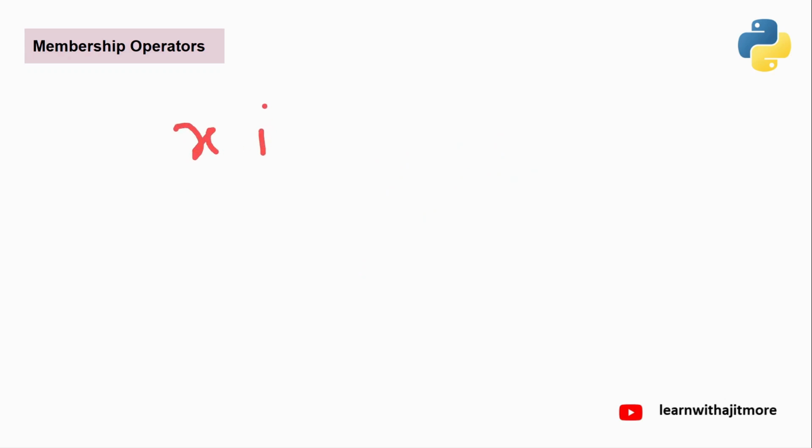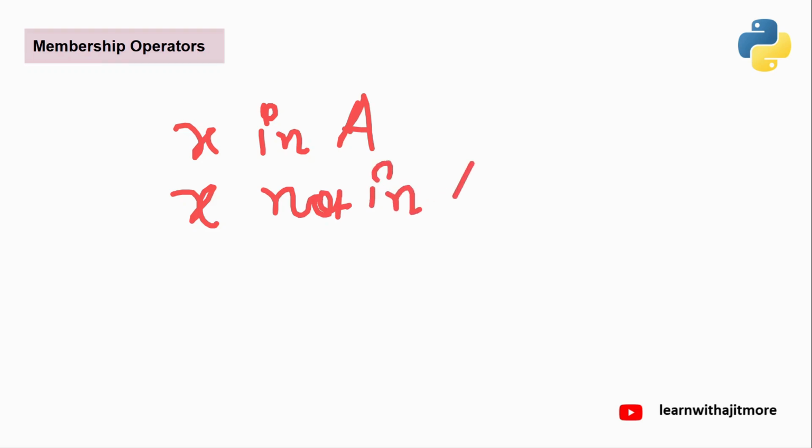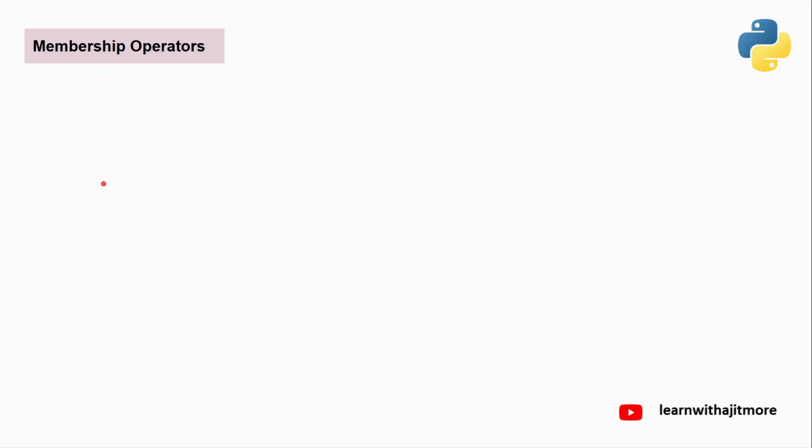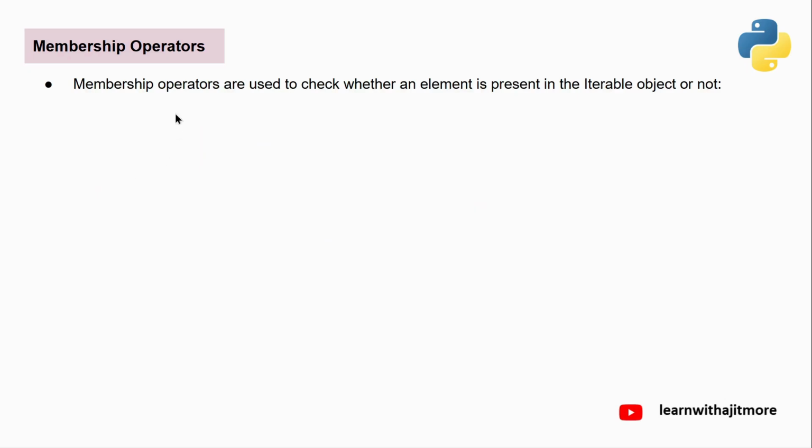X in A, where A is the iterable. And if you want to check the opposite, then not in. You'll just write not in. Getting? So if X is not in A, it will give true. And if X is in A, then it will give false, because we have written the opposite. Okay. So the concept is clear. I'll give you demonstrations. Don't worry.